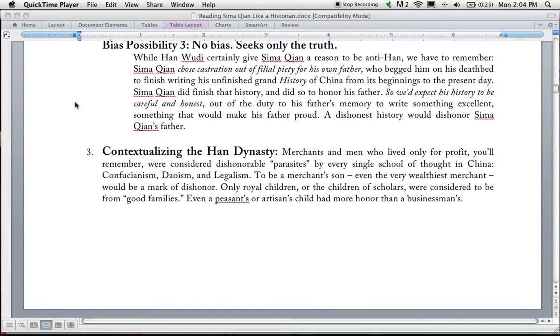At the bottom, merchants, business people. Why? They don't produce food, they don't produce tools, they don't produce anything. They buy cheap and they sell dear.